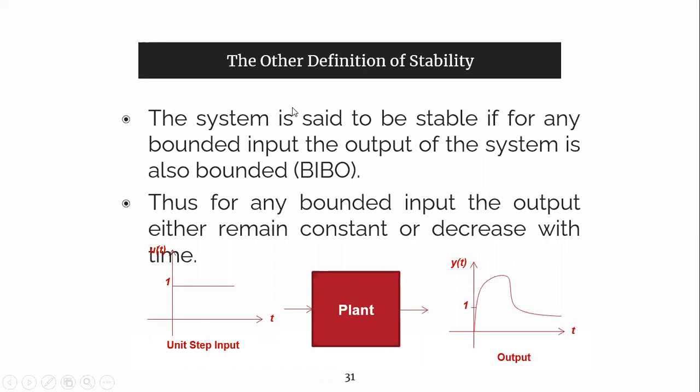The other definition of stability is that the system is said to be stable if for any bounded input, the output of the system is also bounded. So bounded input, bounded output. Thus for any bounded input, the output either remains constant or decreases.